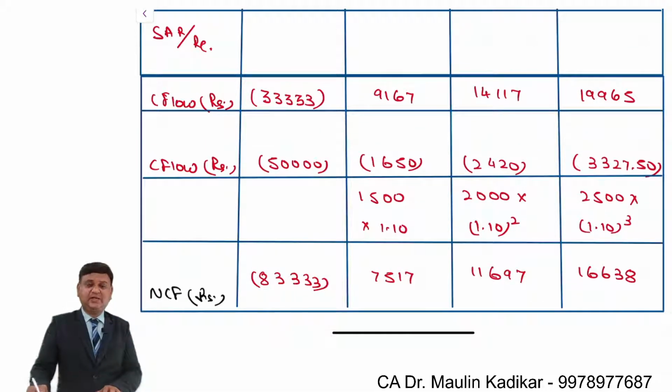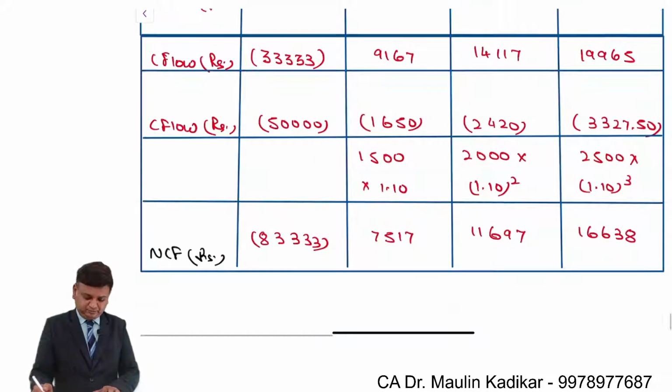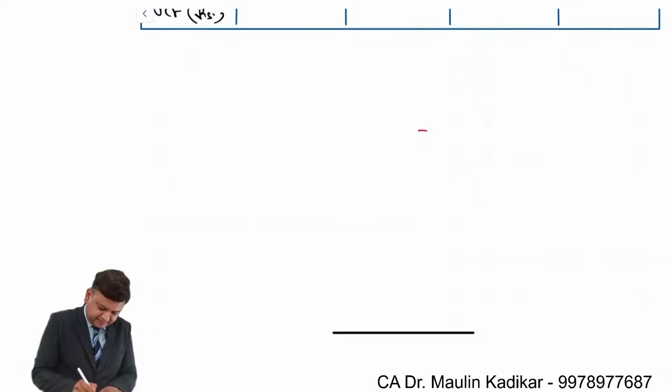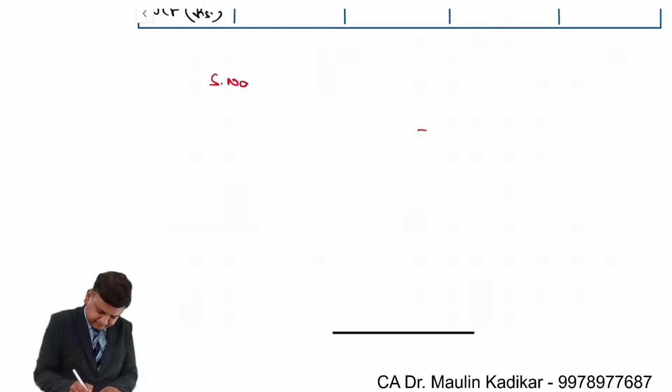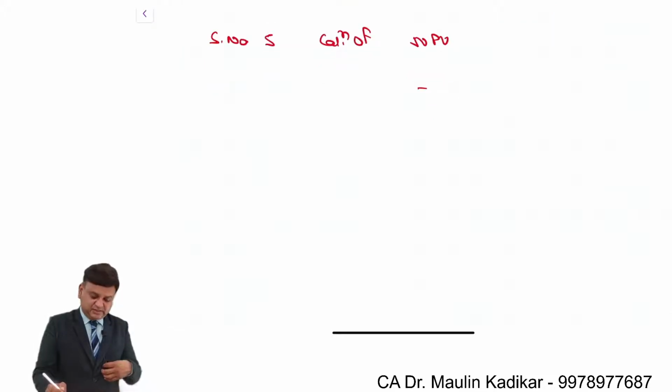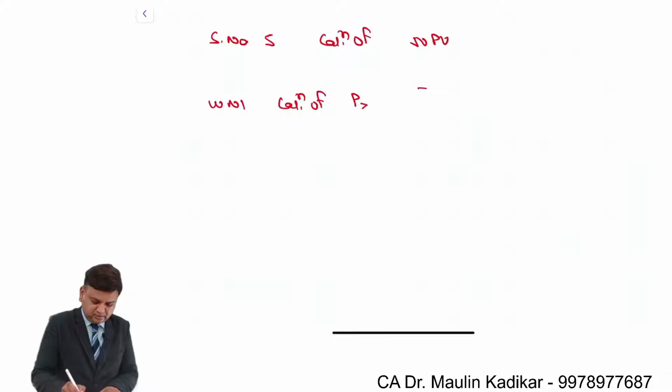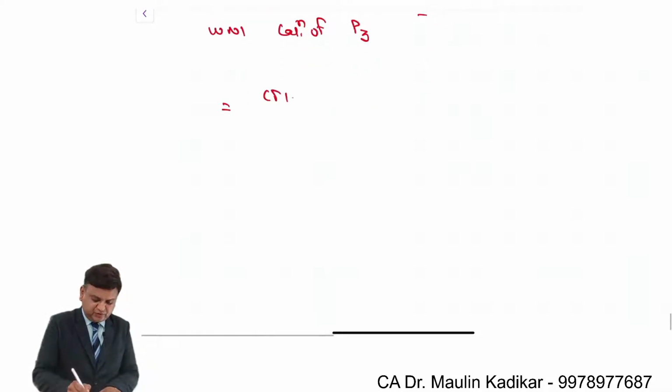Now the last step would be the NPV calculation. Step number 5, calculation of NPV. In that, friends, working note number 1, calculation of P3. P3 will be calculated as cash flow for the fourth year divided by cost of capital.